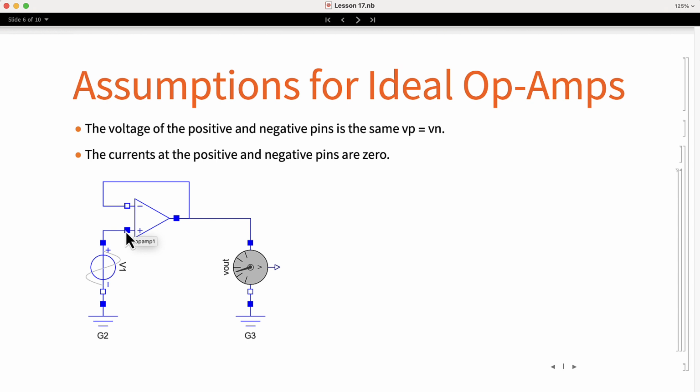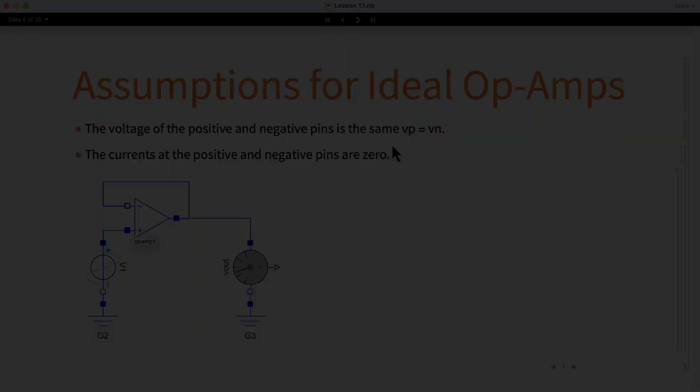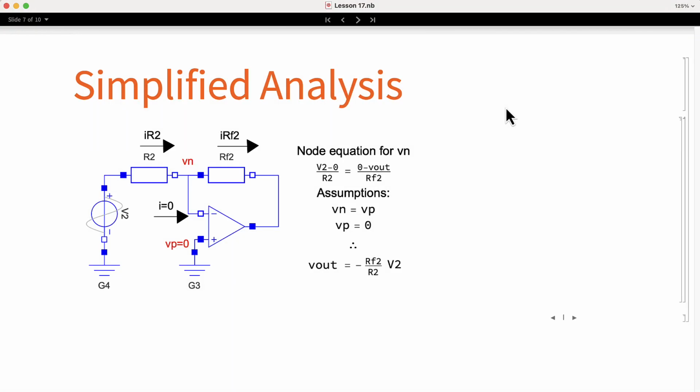Let's do again the analysis of the inverting amplifier, but now using these assumptions. Here we have the circuit. We can see that the positive pin is connected to ground. Therefore, Vp is 0 volts. Since Vn must be equal to Vp, that means that Vn is also 0 volts. We write again the nodal equation for node V2. Since the current into the op-amp is 0, we have the following equation.